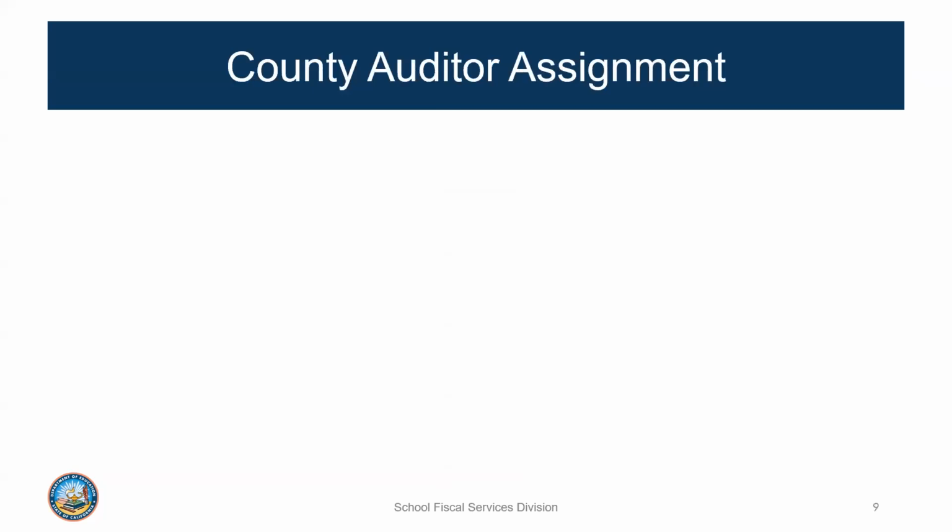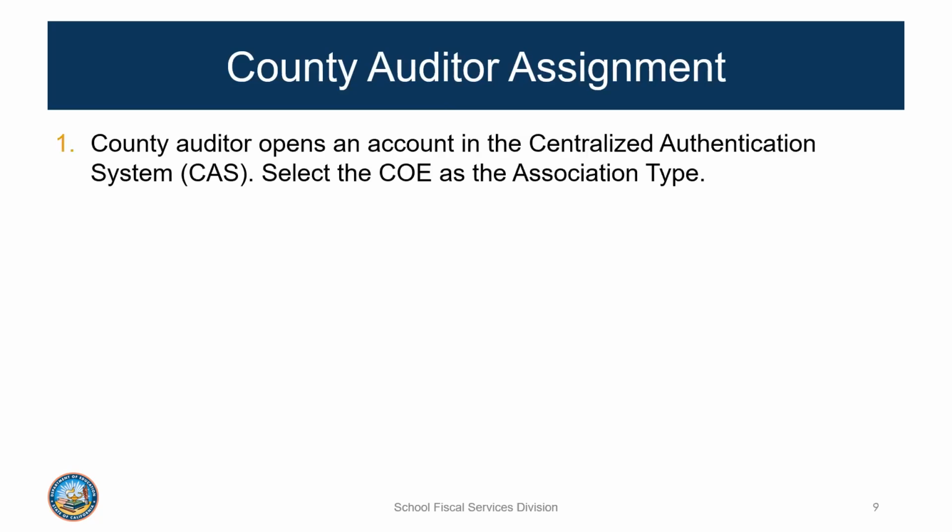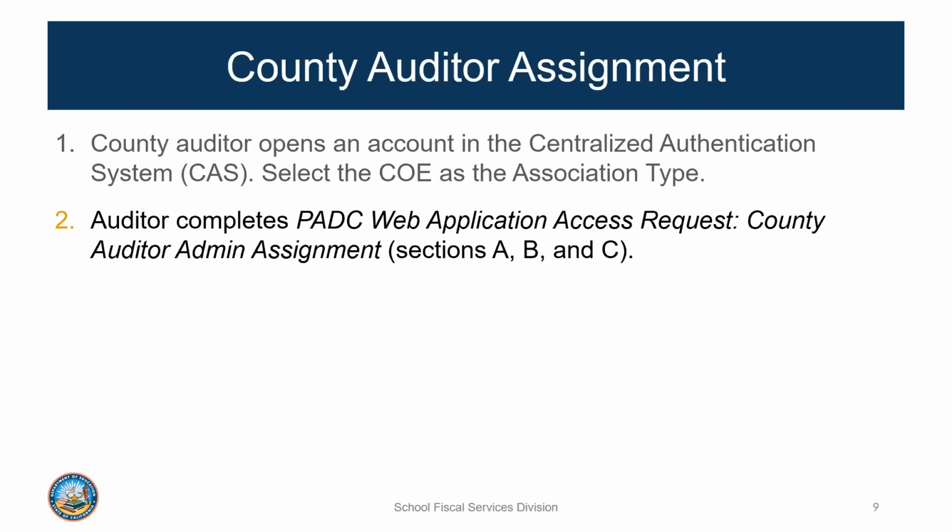Now, the county auditor assignment is going to include several steps. This information would apply to counties in which the county auditor reports data in the PADC. First of all, the county auditor would open an account in the Centralized Authentication System that we refer to as CAS. They should select the COE as the association type. Then the county auditor would need to complete this form that we provided for this purpose. It's called PADC Web Application Access Request County Auditor Admin Assignment, and that's available on the PADC page.